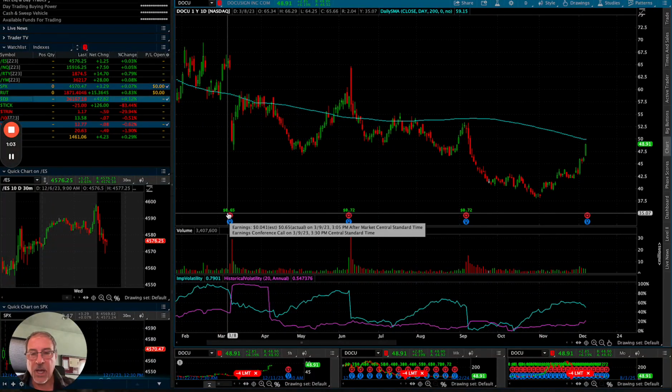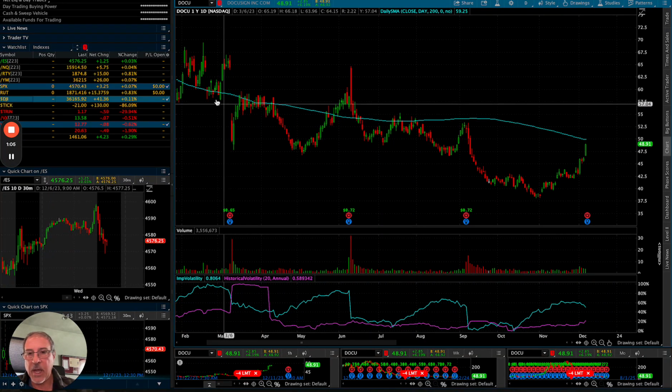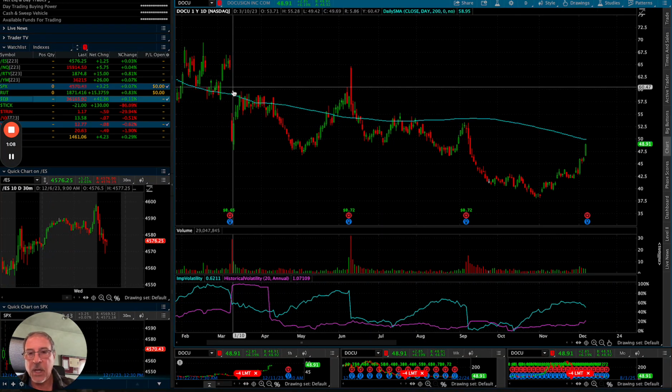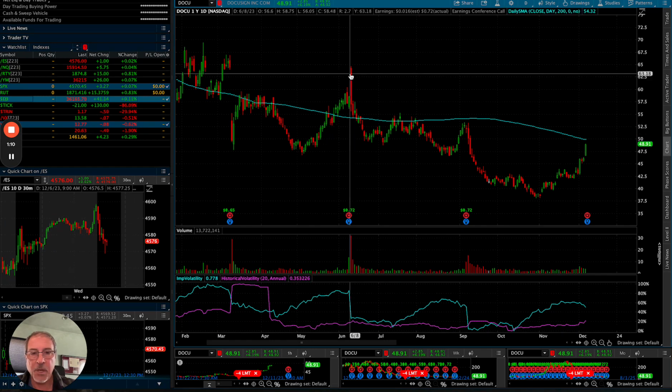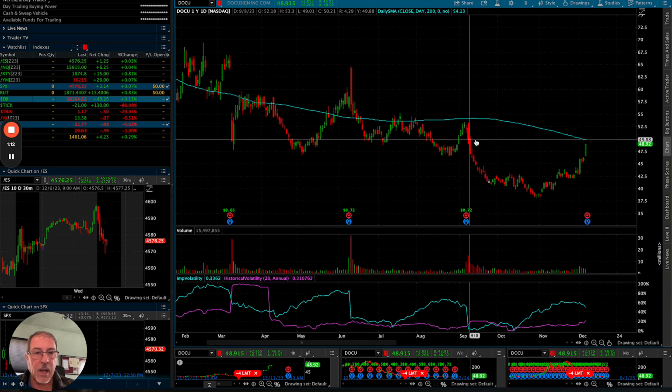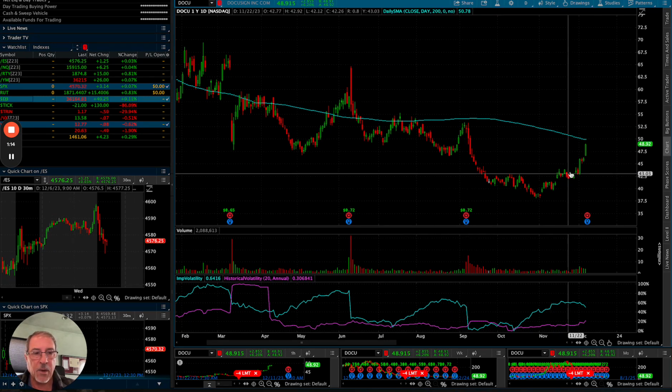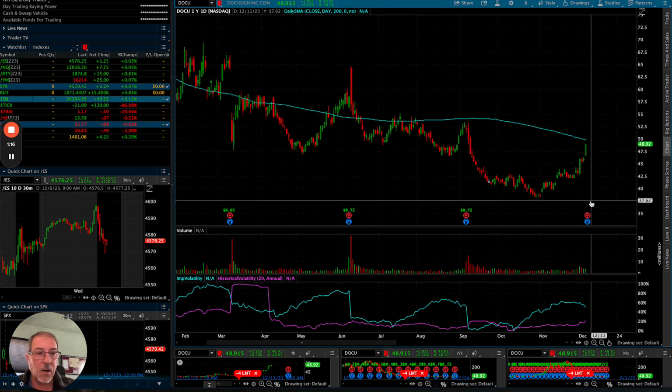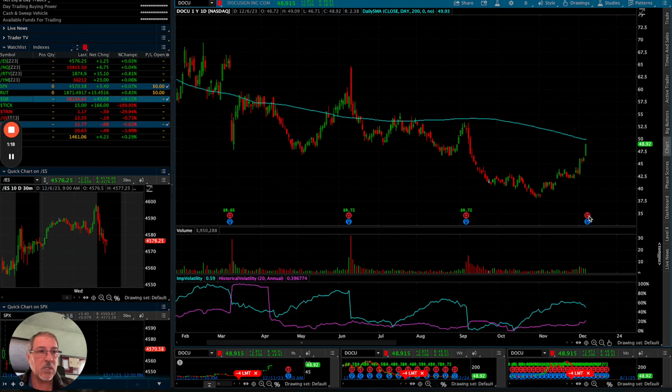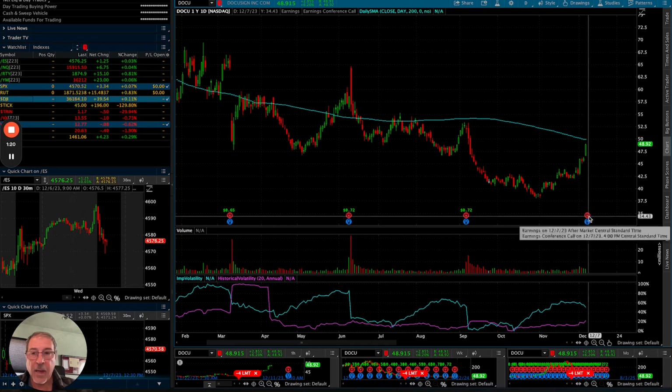So DOCU, the past 3 earnings cycles, it has run up into earnings, then dropped down right after earnings, ran up into earnings, dropped down, ran up into earnings, dropped down. It's running up into earnings now. Now, today is Wednesday, the 6th. Their earnings happen tomorrow night after the close. So 12/7 after the close tomorrow night is when their earnings are going to be. So it's all going to be about where this thing opens on Friday morning.